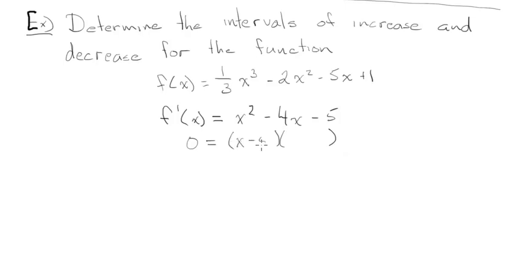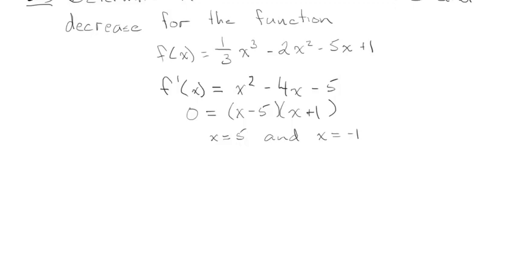So that's x minus 5, x plus 1. So x equals 5 and x equals -1 are the zeros or roots of the first derivative. So we want to figure out where this is positive and negative. If you remember back to advanced functions, this is a linear inequality.